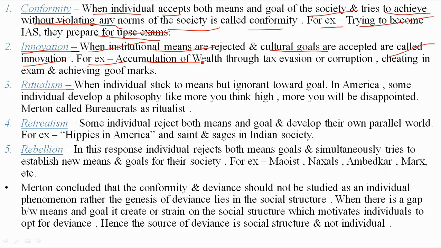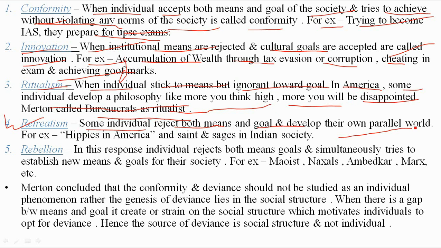And the third one is ritualism, when individuals stick to means but are ignorant towards goals. In America, some individuals develop a philosophy like: the more you think high, the more you will be disappointed. Merton called bureaucrats ritualists. The fourth one is retreatism. Some individuals reject both means and goals, and end up developing their own parallel world. For example, hippies in America and saints and sages in Indian society. The fifth one is rebellion. In this response, individuals reject both means and goals and simultaneously try to establish new means and goals for their society. For example, Maoists, Naxals, Ambedkar, Marx, and so on.